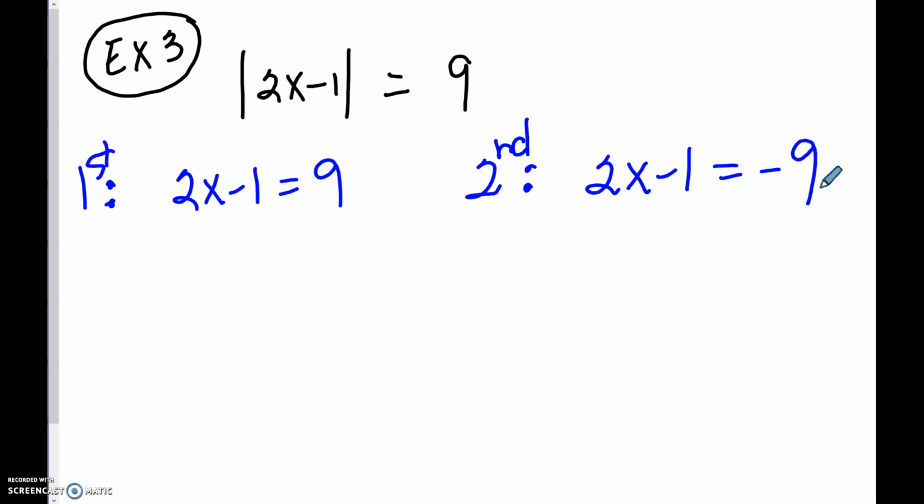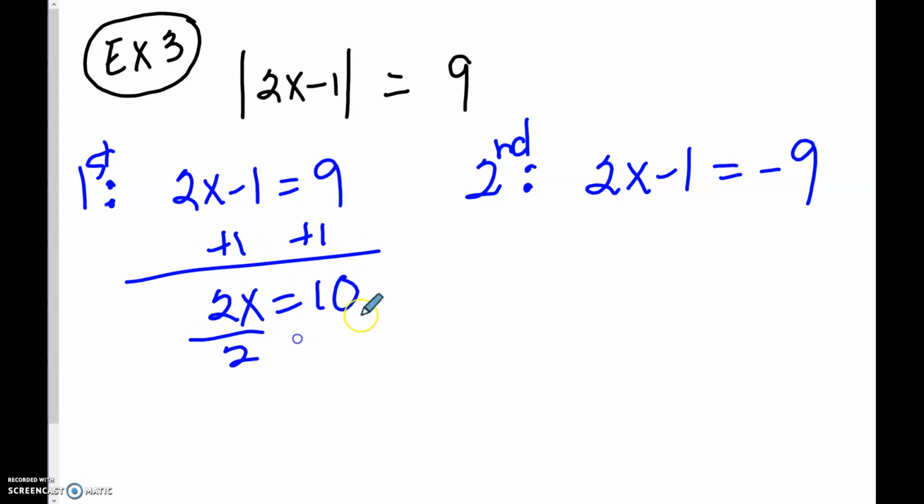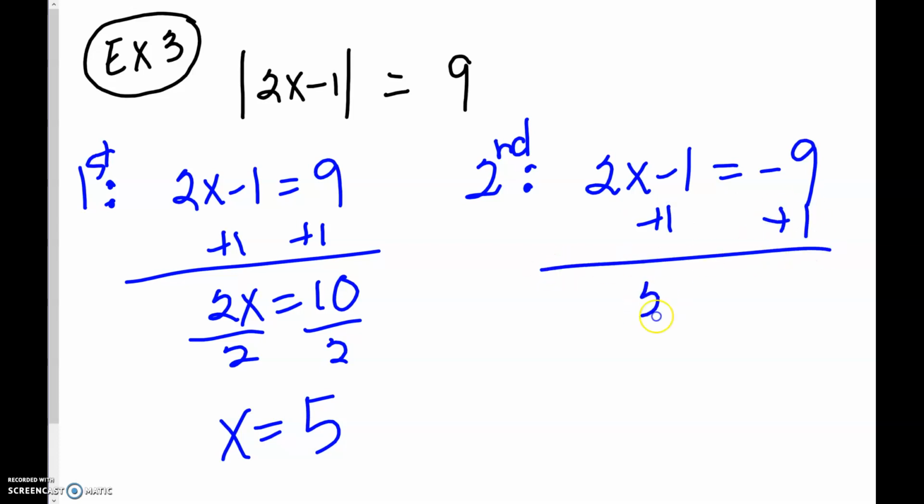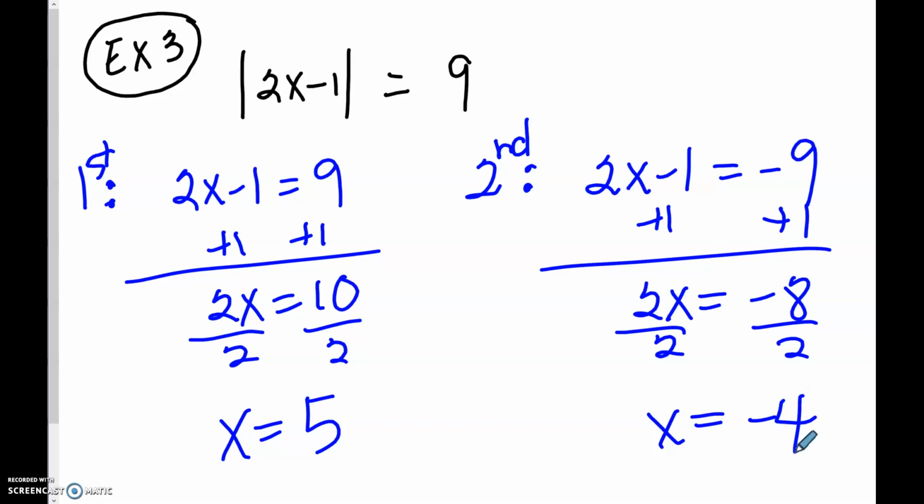And now you solve it just like you've been solving everything for weeks here in math. So we're going to add 1. So we have 2x equals 10. And then we're going to divide by 2. So x is 5. So one answer is 5. Now let's go over here, add 1, add 1. So 2x equals negative 8. Divide by 2, divide by 2. So x is negative 4. Okay, and if you want to, you can always plug it back in. If you plug in negative 4 here, 2 times negative 4 is negative 8. Negative 8 minus 1 is negative 9. And what's the absolute value of negative 9? A positive 9. So that's how we know that that one works.